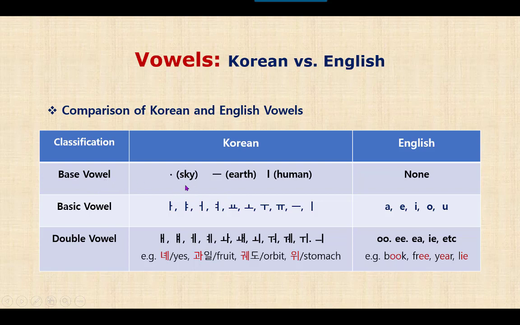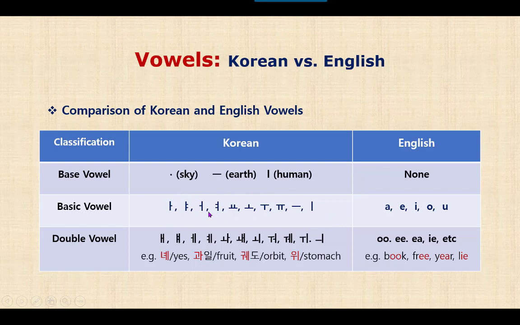There's a dot, a horizontal line, and a vertical line, which represent sky, earth, and human. But in English, you don't have any such things. You don't have any base vowels. We have basic vowels. There are 10 basic vowels in the Korean alphabet.